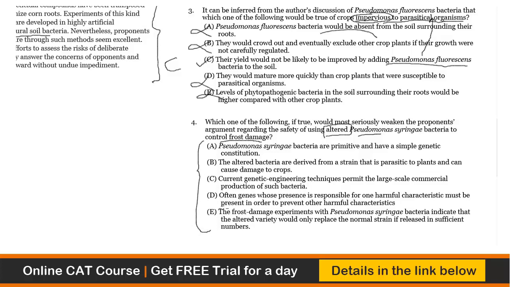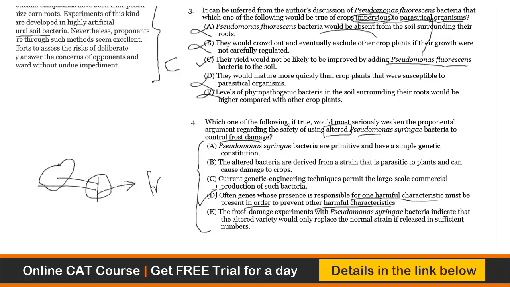And D says, often genes whose presence is responsible for one harmful characteristic must be present in order to prevent other harmful characteristics. So the gene that is causing frost damage is responsible for a harmful characteristic, but it must be present at the same time to prevent other harmful characteristics. So there is a gene, this gene is causing one harmful characteristic, at the same time it is preventing other harmful characteristics. So if you remove the gene, definitely frost damage will not happen. But the other two things which were harmful would not be prevented, and therefore there would be a loss. And therefore D is definitely weakening the argument.